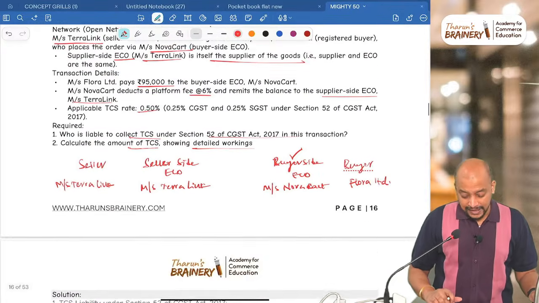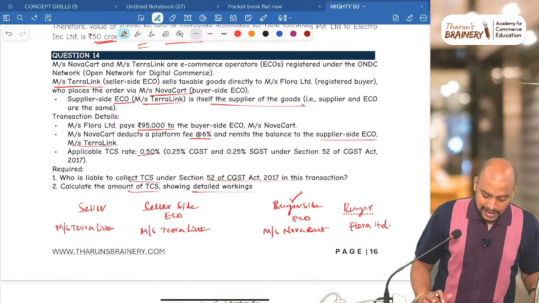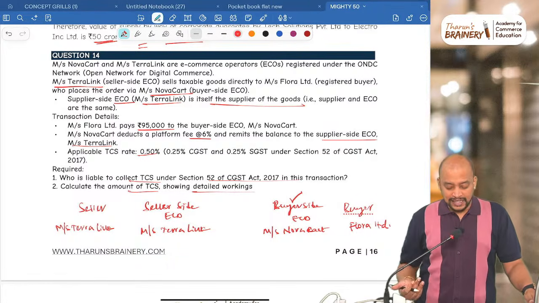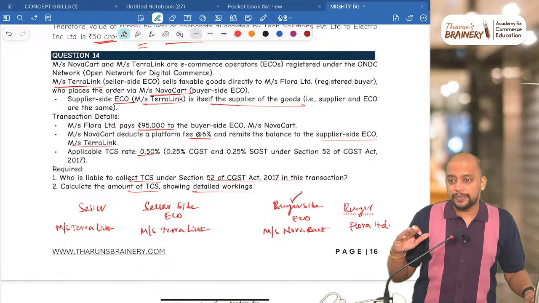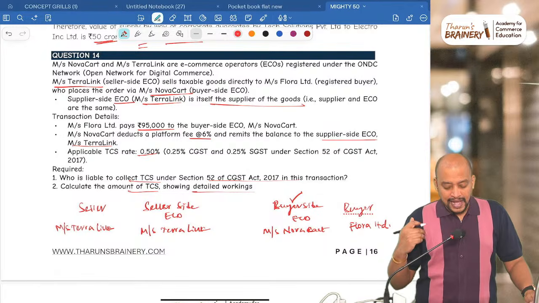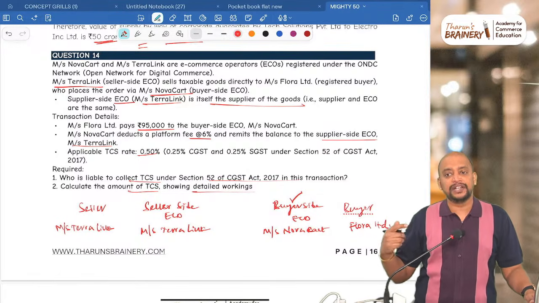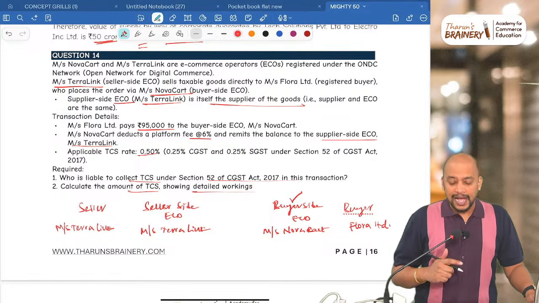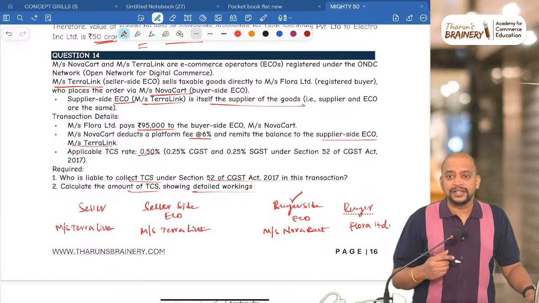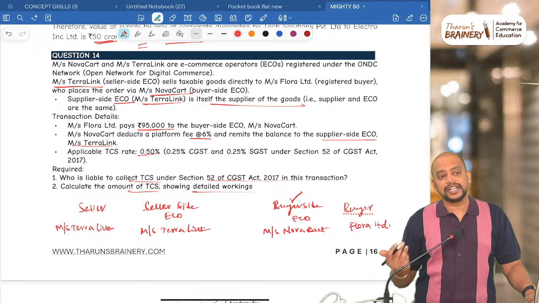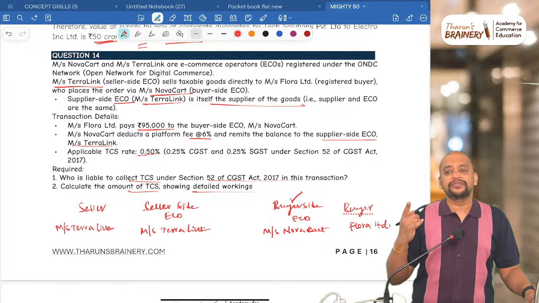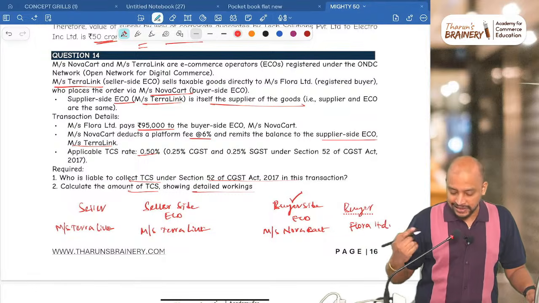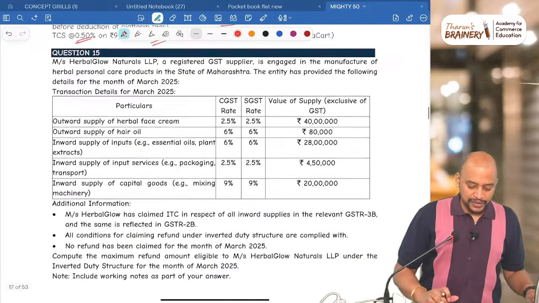What if in this case the seller is different and the seller side e-commerce operator is different? Then in that case, the seller side e-commerce operator will deduct the TCS and buyer side e-commerce operator will deduct the commission, and seller side e-commerce operator also will take the commission, and seller side e-commerce operator will remit the TCS. But always, whatever the case may be, TCS is not computed after deducting the commission. TCS is computed on the value of supply excluding the GST. That is with respect to this.